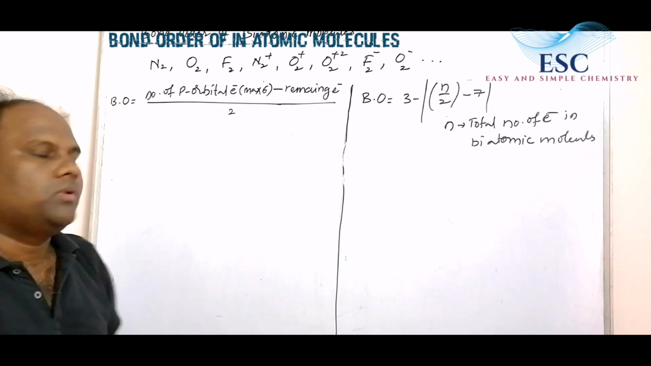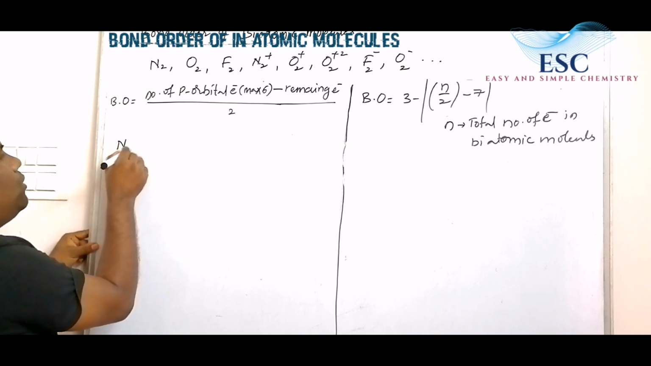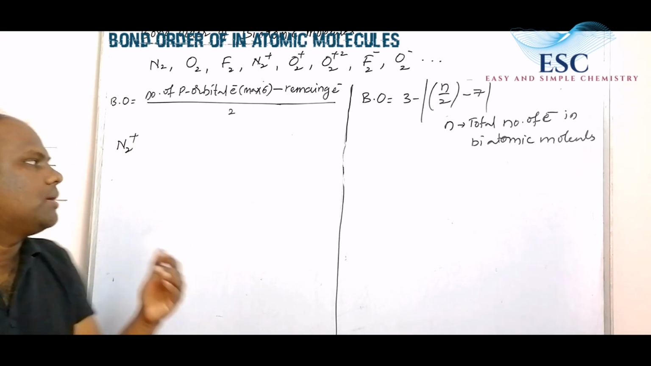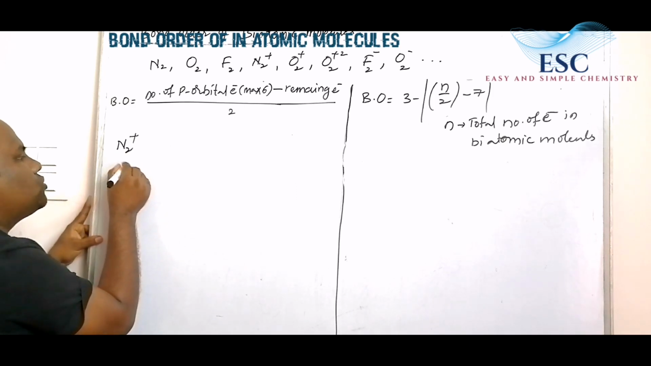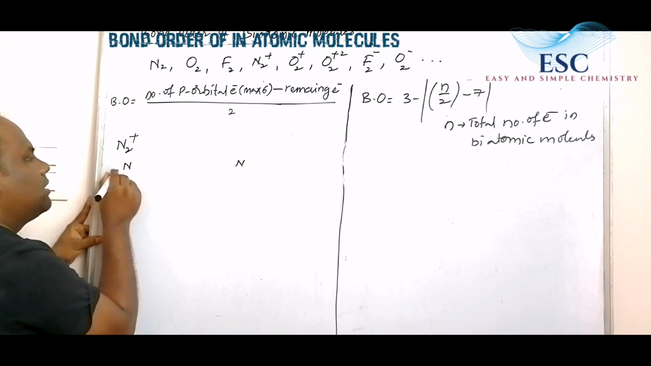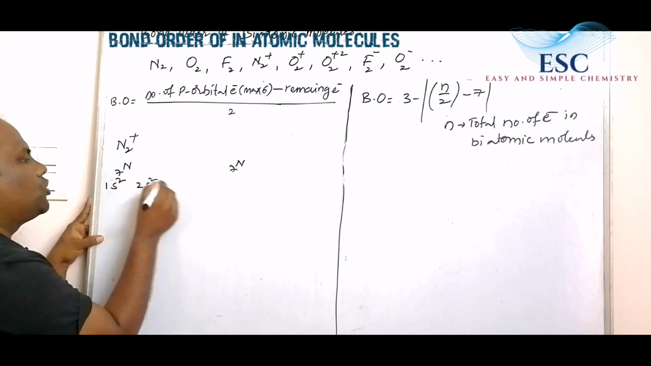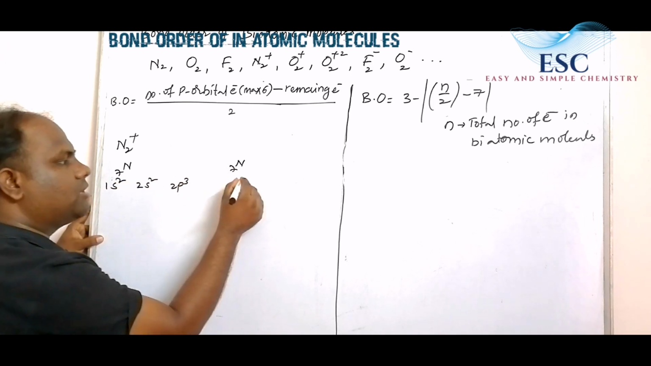Then going to another example. N2 plus. Plus means removing one electron from the molecule. How many nitrogens? 2 nitrogens are here. Nitrogen, nitrogen. The electronic configuration of the nitrogen is 1s2, 2s2, 2p3. The other one is also the same.